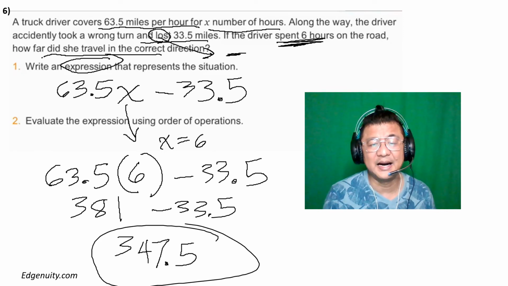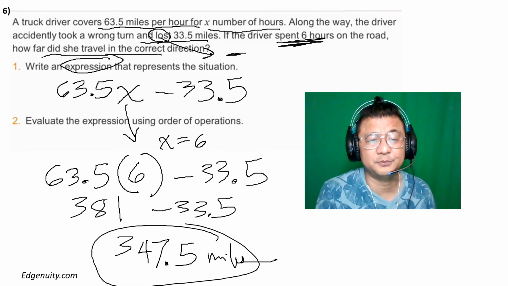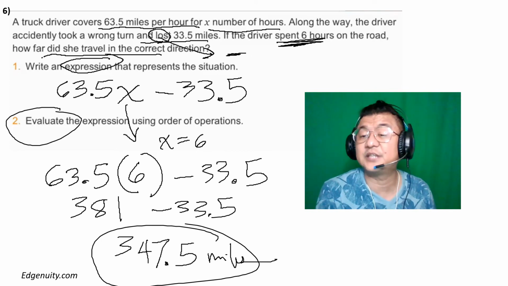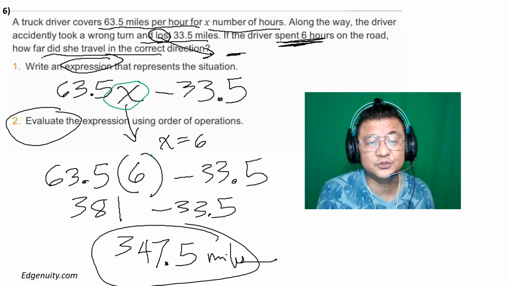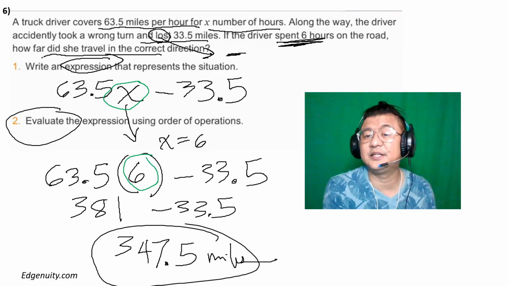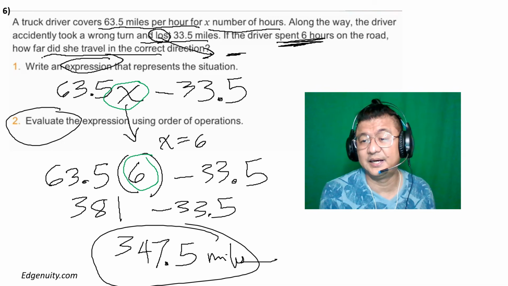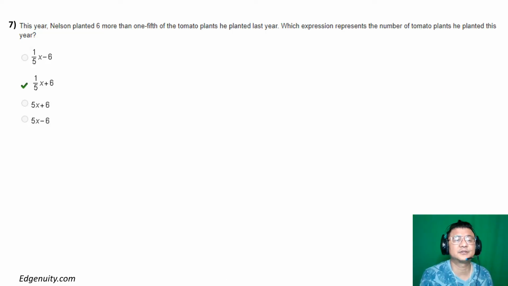347.5 miles traveled. Okay, the first part is just writing an expression. The second part is evaluating. Remember again, in evaluating, we substitute a given value. Is it always 6? No, it could be any number specified by the teacher or by the problem. Okay, let's try another one.